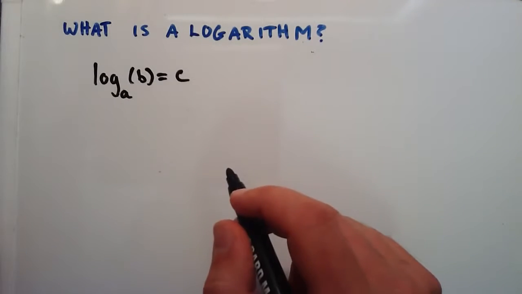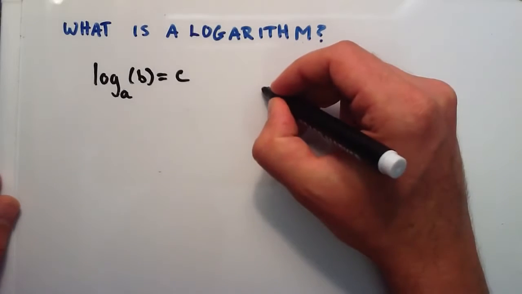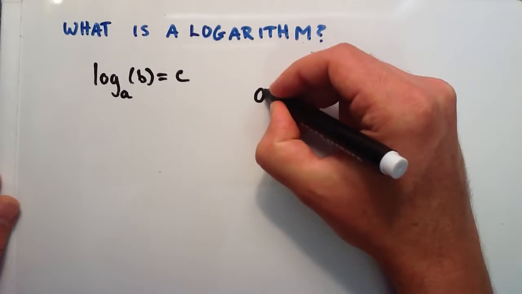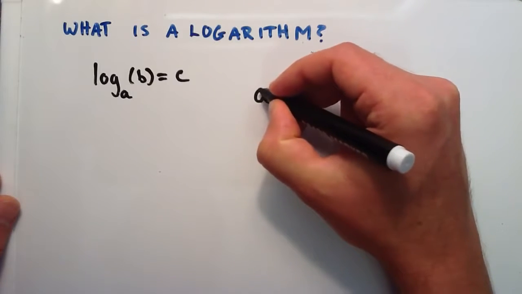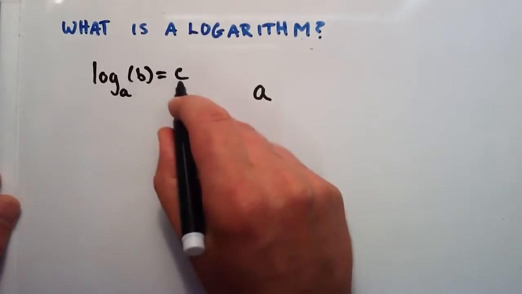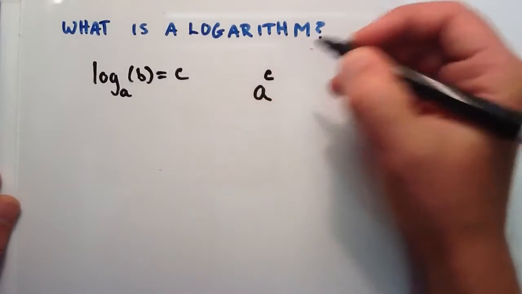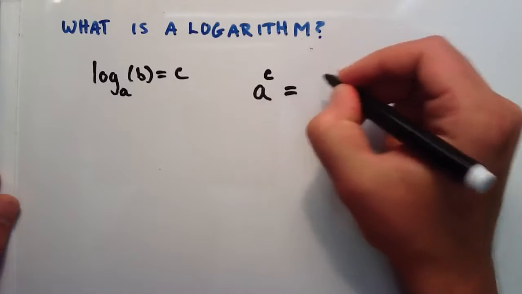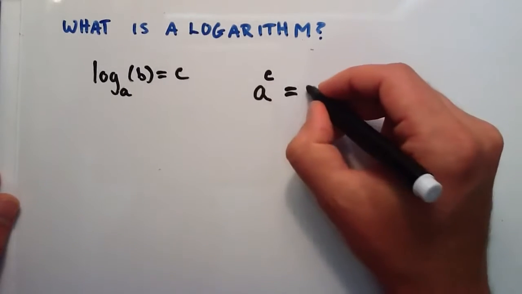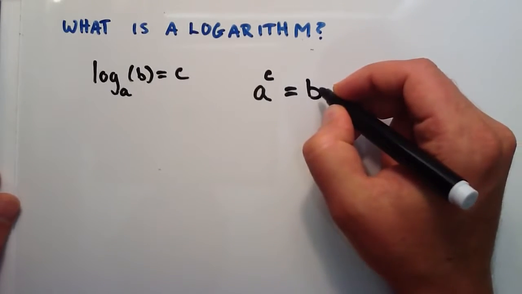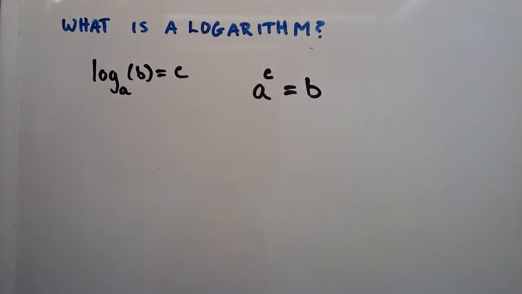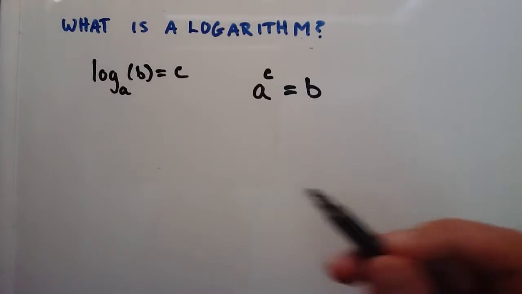Where this comes from is it's basically another way to think about a statement like this. If we have some number A, and it's raised to the power C, then the answer is equal to B. So you're going, whoa, what the heck? Okay, let's give you some numerical examples, and we'll think about this a little more practically.